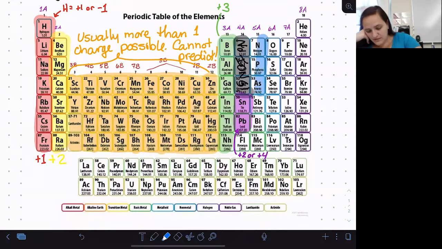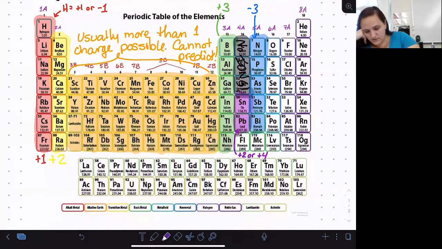The next column tends to form -3, so now we're going in the other direction because it's easier for this to gain 3 electrons to get its filled valence shell, as opposed to going in the other direction, it would have to lose 5. So it's closer to a filled valence shell by gaining than losing, so that is what it's going to do. So that column, the nitrogen family, usually forms ions of -3.